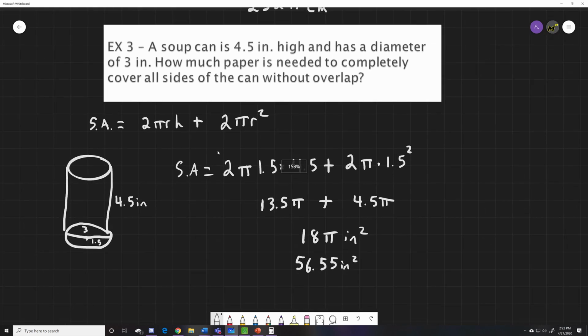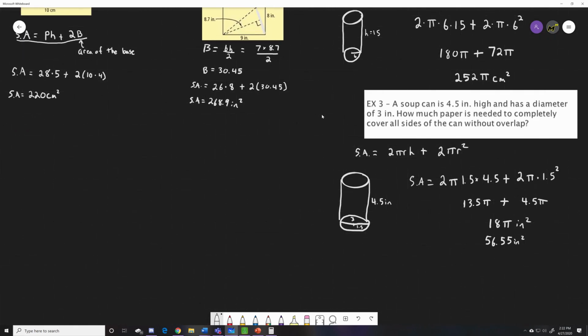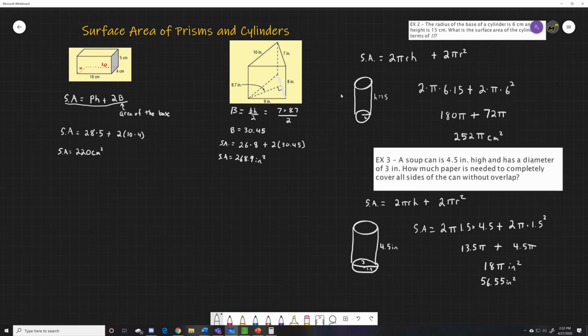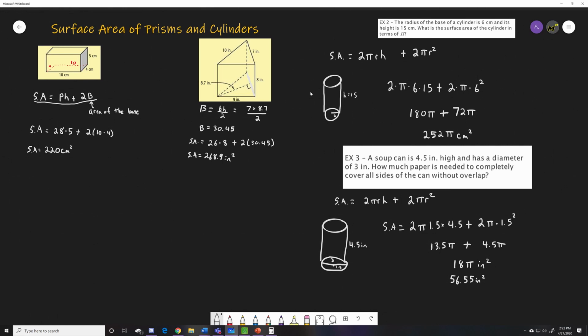Alright, there you have it. We covered a couple examples with surface area of rectangular prisms, triangular prisms, and cylinders. I hope this helps. Good luck in your practice.